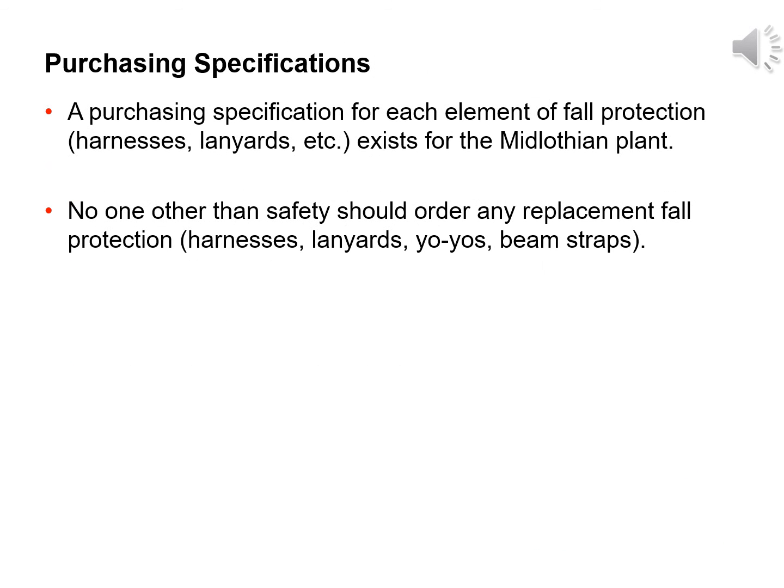A purchasing specification for each element of fall protection, like the harnesses and lanyards, exists for the Midlothian plant. This ensures all safety regulations are met with each type of equipment, and it also helps us standardize our equipment across the plant. No one other than the safety department should order any replacement fall protection, like harnesses, lanyards, yo-yos, beam straps. Let the safety department know if you need new equipment.